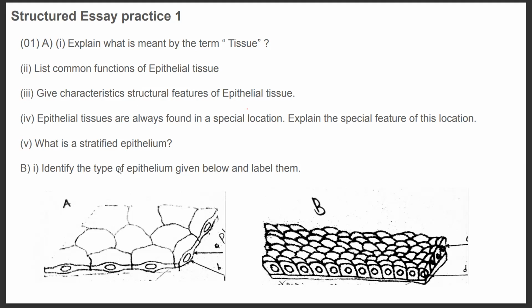Here in part B, Roman number 1, you have to name what kind of epithelium this is, A and B, and you have to label these arrowheads, right? Yes. Okay.